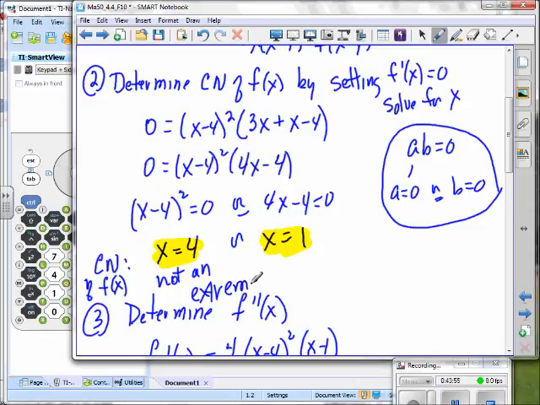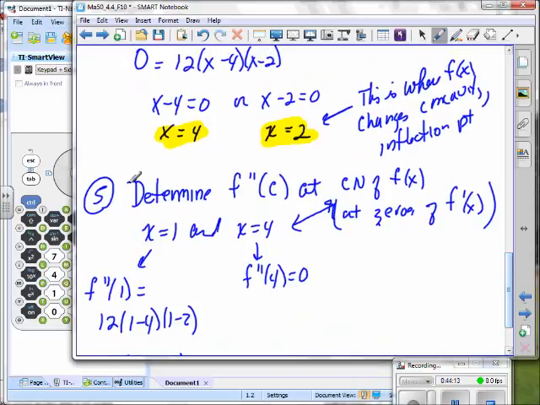Not an extrema because the second derivative at 4 is also 0. It's a 0 of both of those, so we have to be careful about those. If they show up in both of those, take a real good look at them. They may or may not be extrema. They may or may not be inflection points. Is it an inflection point? Yes, it is also an inflection point.